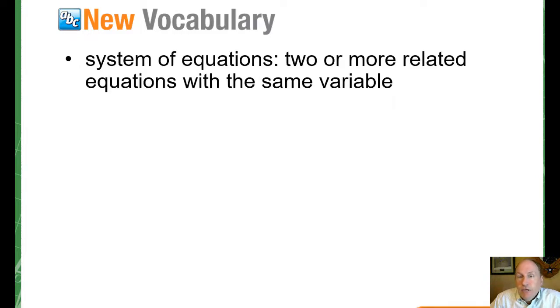Let's look at terminology involving systems of equations. A system of equations is a situation where we have two or more related equations with the same variables. And our goal is to find the solution or solutions, if they exist, to this system of equations.